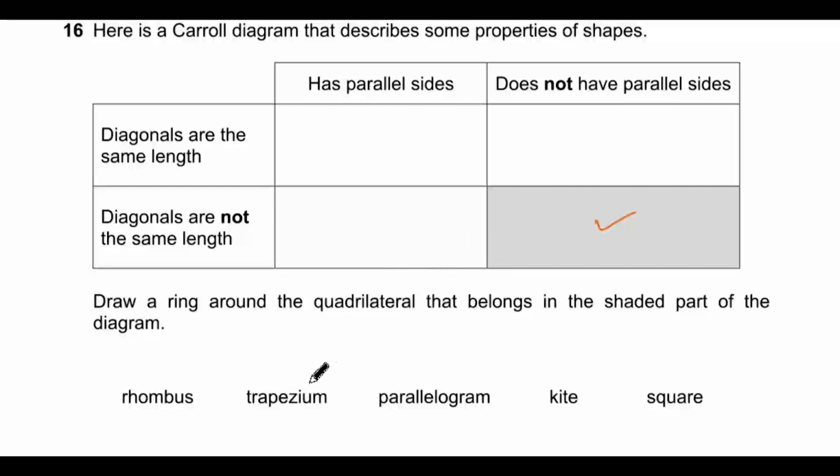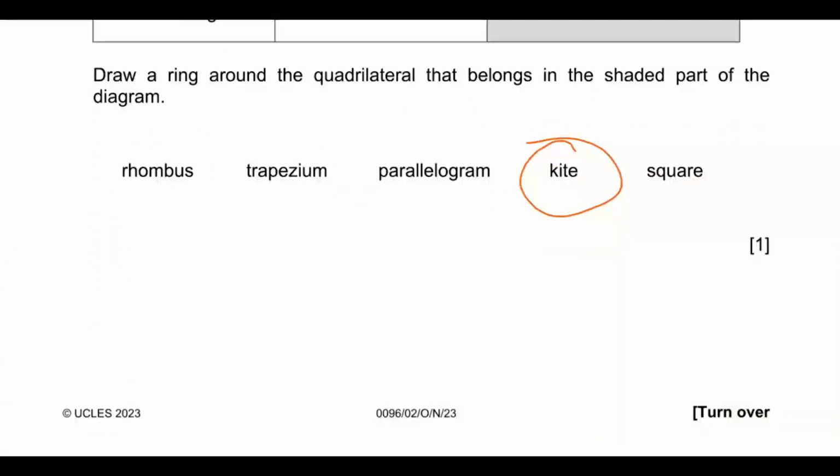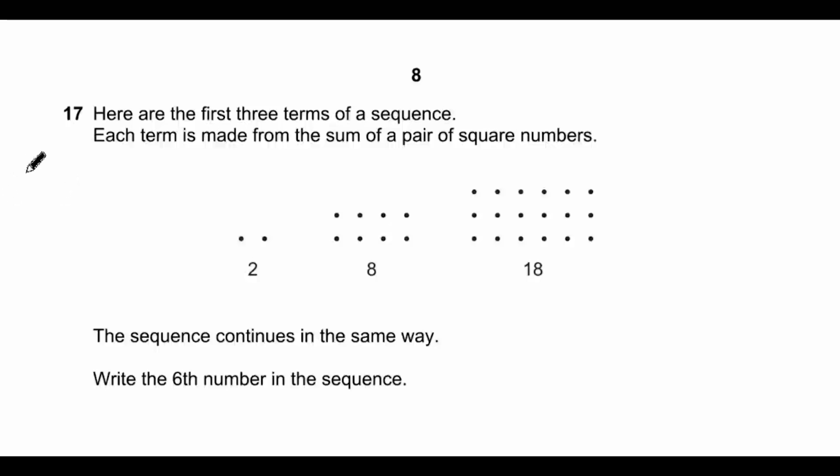Trapezium, of course, has a pair of parallel sides. Parallelogram has 2 pairs of parallel sides. Then a kite does not have any parallel sides, and the diagonals are not the same in length. So we circle this. For square, it has 2 pairs of parallel sides, and the diagonals are equal in length. So kite is the correct option here. Let's go to the next question, question 17.